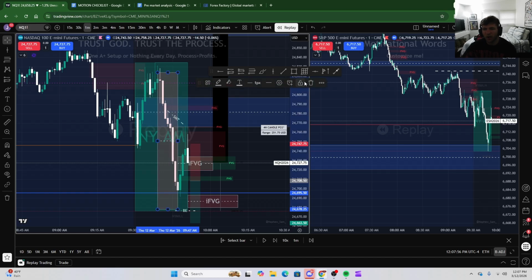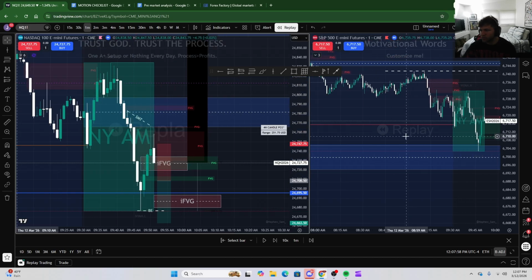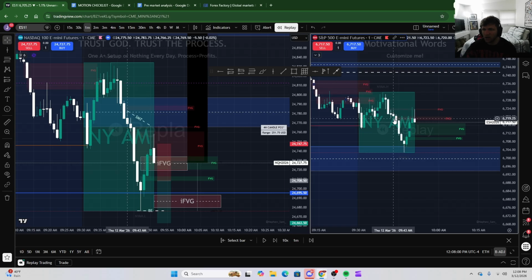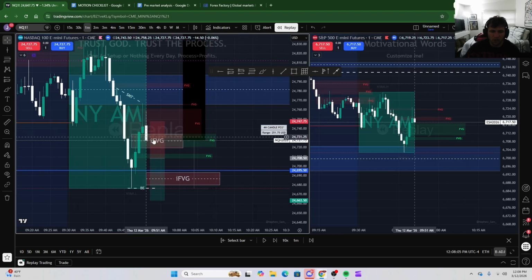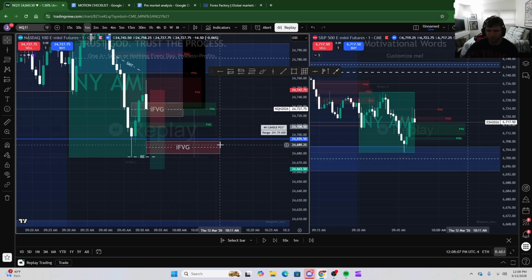We respect the 5-minute gap. We open up an internal SMT as well. As you can see, we took out this high on ES, but not on NQ. So we get an internal SMT. There's a 1 minute inversion coming out of it.